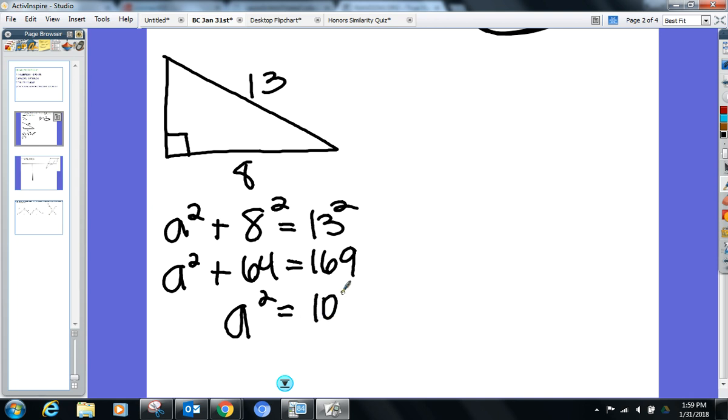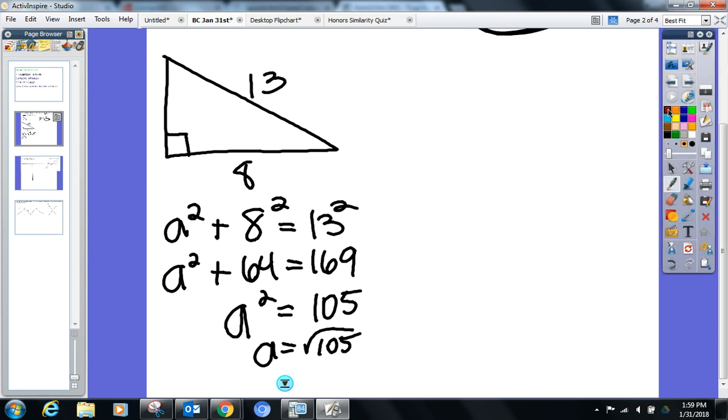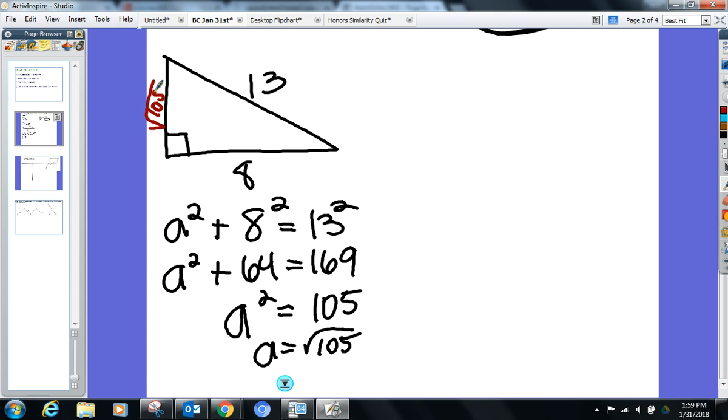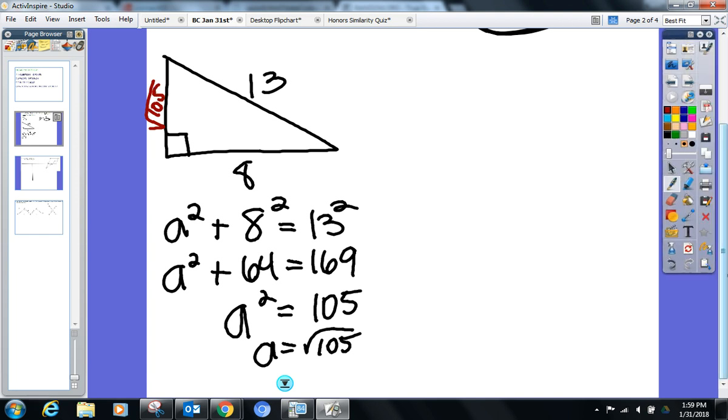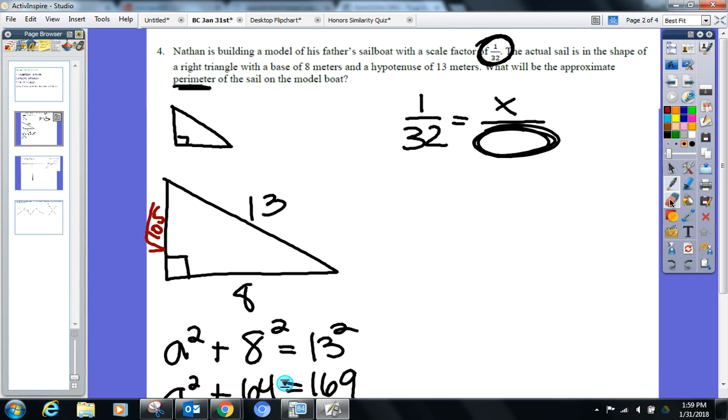Are we getting square root of 105? So that third side is the square root of 105. All right, so how can you express to me what the perimeter is? Can you add up all three? I don't want a decimal. Can you add up all three of those?